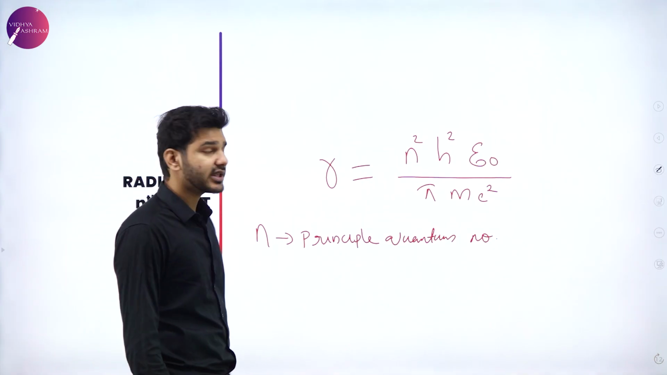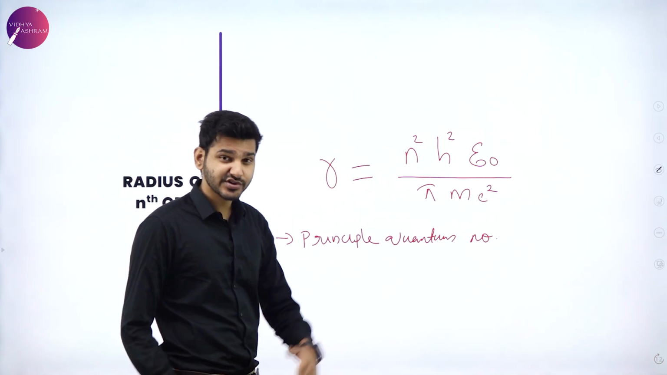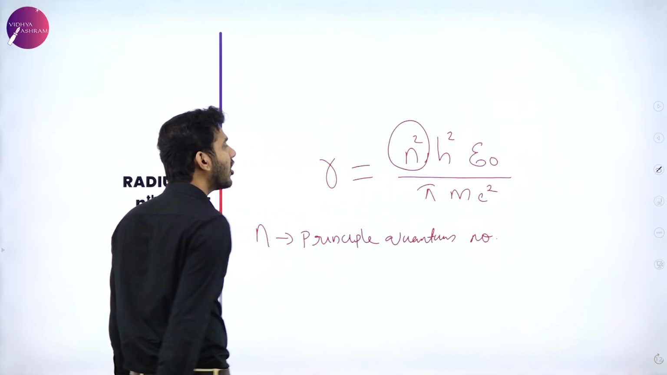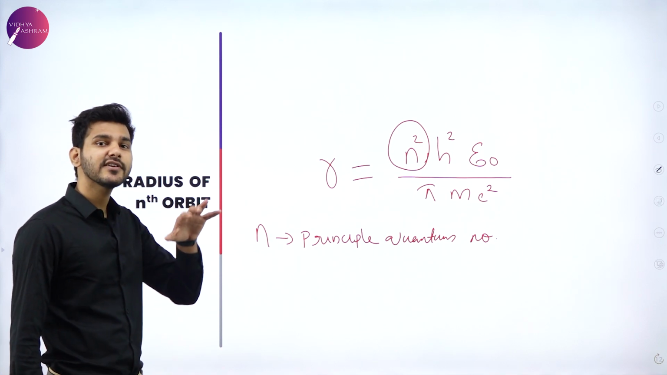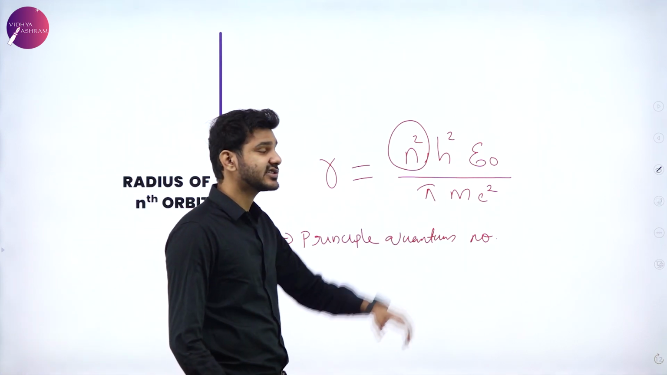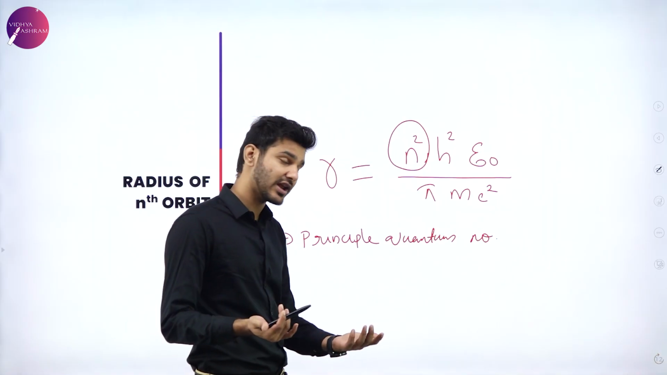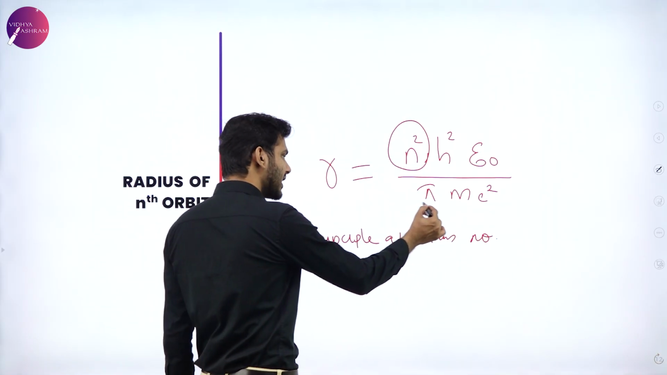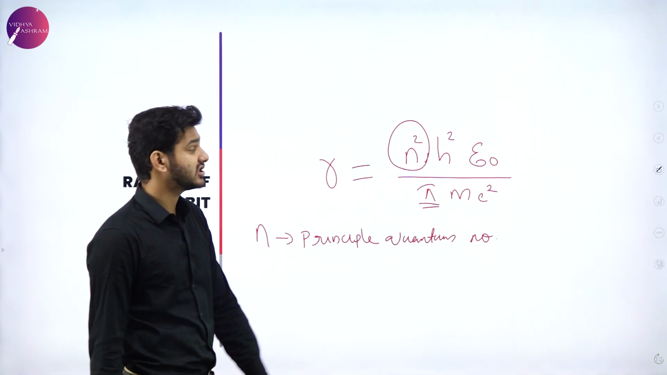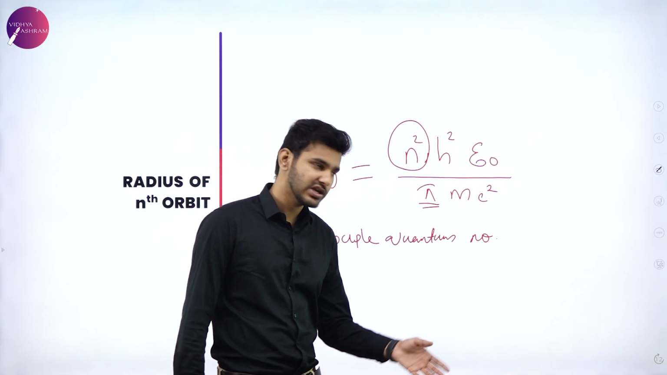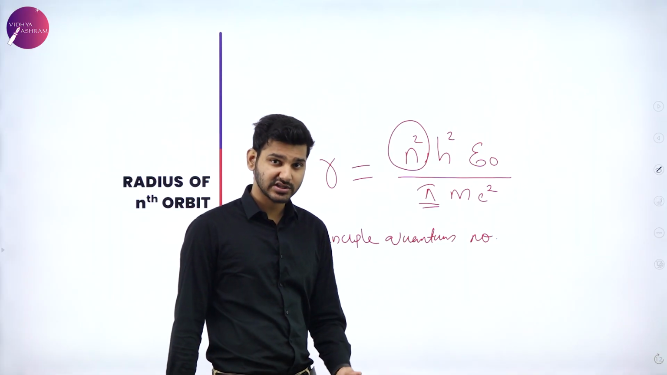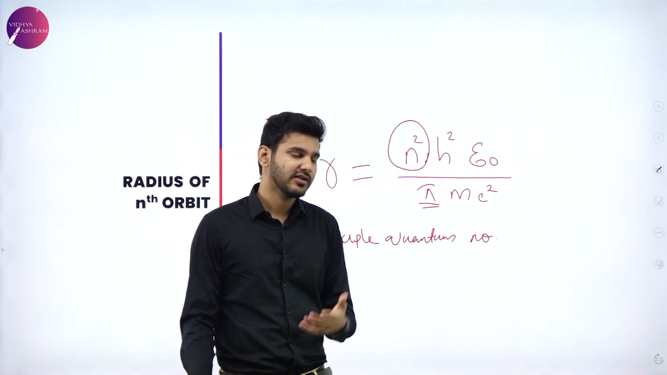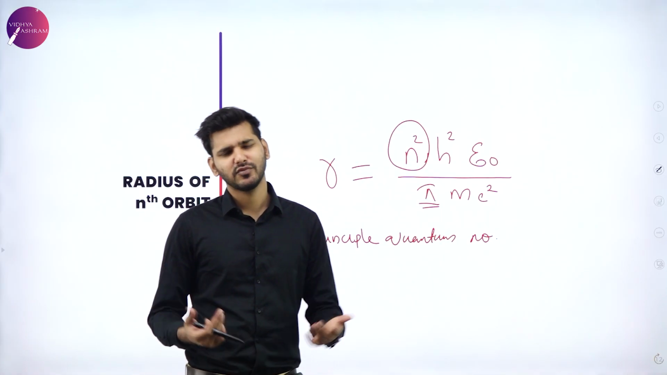If you look at this quantity, there is one interesting relation here. Other than n, all the other numbers are fixed. h is Planck's constant, it cannot change. Epsilon naught is another constant, it cannot change. Pi is a constant. Mass of an electron cannot change. Charge of an electron cannot change. Mass of any object can change when it is approaching light speed, but if the electron is already at light speed, it won't change.